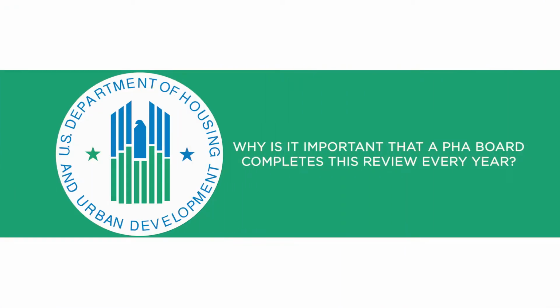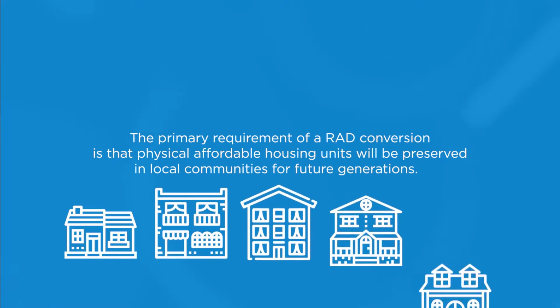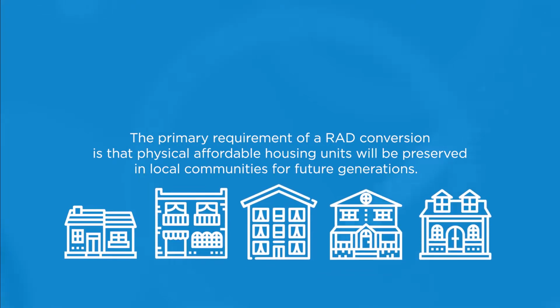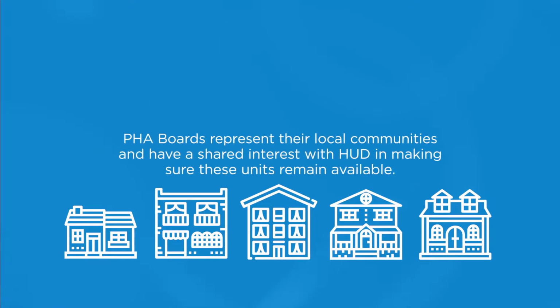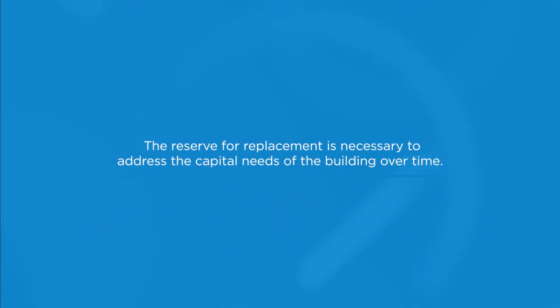Why is it important that a PHA board completes this review every year? The primary requirement of a RAD conversion is that physical affordable housing units will be preserved in local communities for future generations. PHA boards represent their local communities and have a shared interest with HUD in making sure these units remain available. The reserve for replacement is necessary to address the capital needs of the building over time.